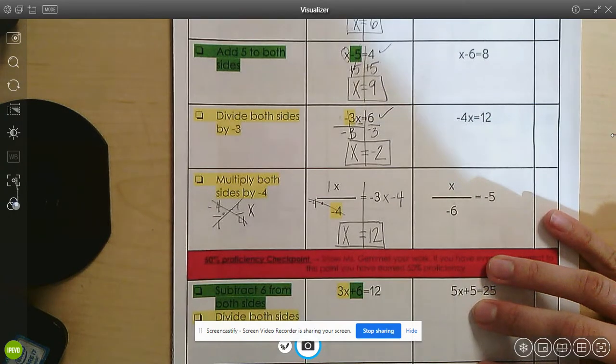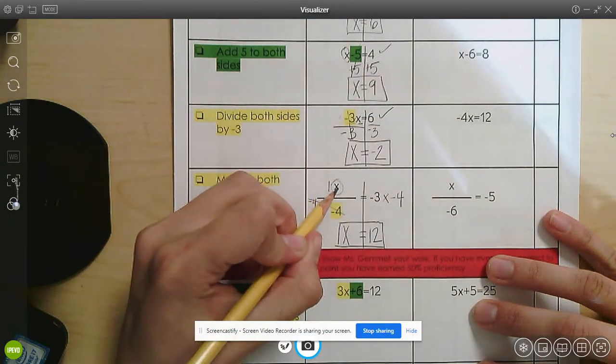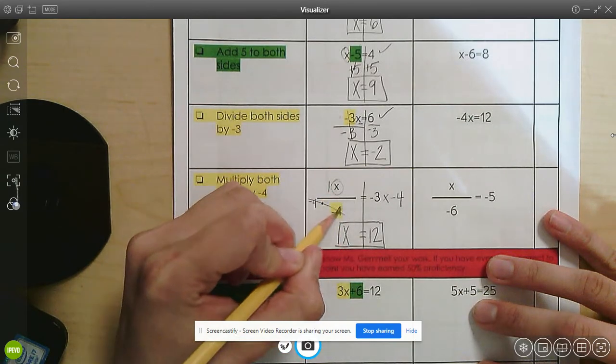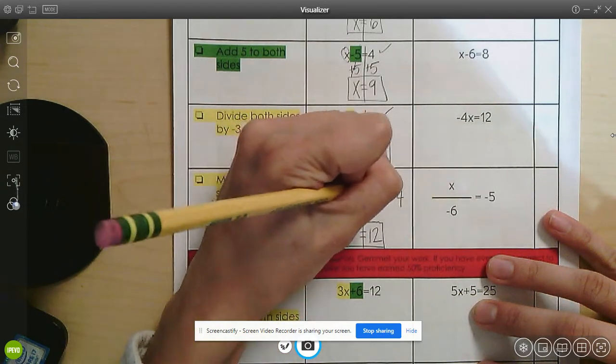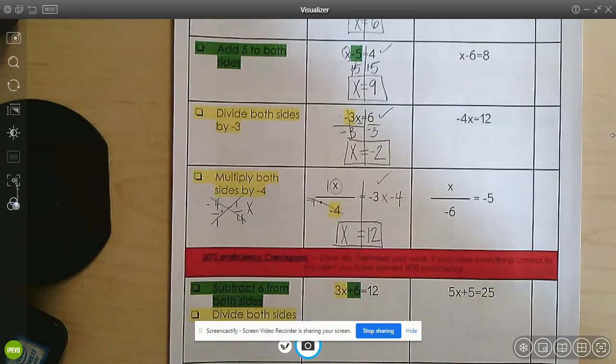And again, I can go back and see if that's right, because if I were to replace this x with 12, 12 divided by negative 4 is negative 3. So I know that it is correct.